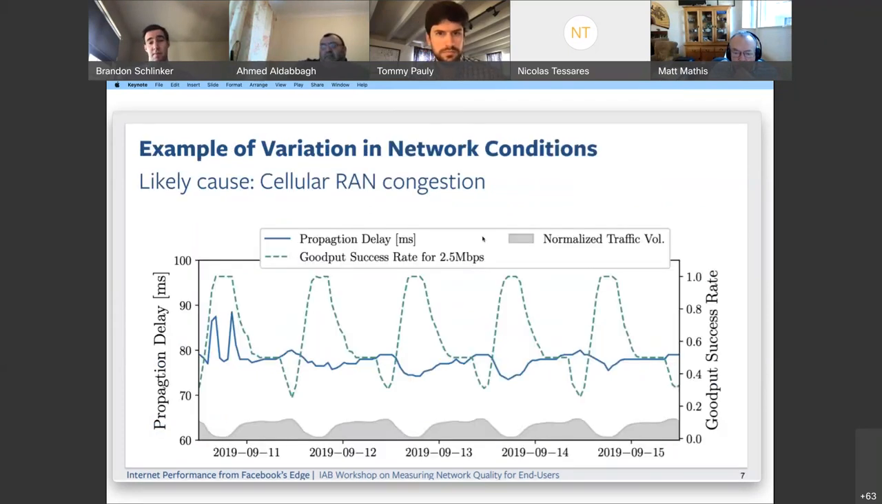Next slide. So this is a simple example here of propagation delay and good-put success rate for 2.5 megabits per second for users in a cellular network. We can see at the bottom, which shows the relative traffic volume for that time in the day, as the traffic volume increases, the success rate for 2.5 megabits per second decreases. So these users, if the application requires 2.5 megabits per second to provide good QoE, are going to have a harder time, and in often cases won't be able to get it at these peak hours of the day. And through other signals, we determine that this is likely due to cellular RAN congestion. Next slide.